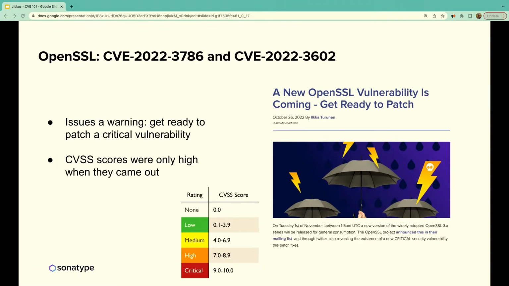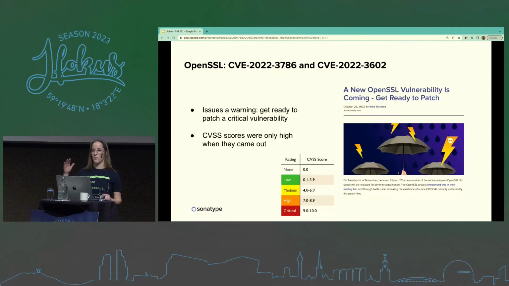This was one of the OpenSSL vulnerabilities that was publicly disclosed in October. And this was kind of an interesting and unusual disclosure approach as well. So instead of having a coordinated disclosure that came out when it was fixed, OpenSSL said, guys, get ready. There's a critical vulnerability coming. You're going to have to patch next week when we release it.